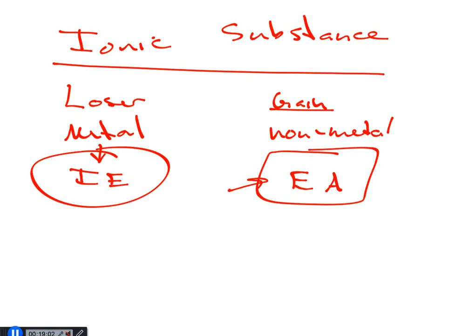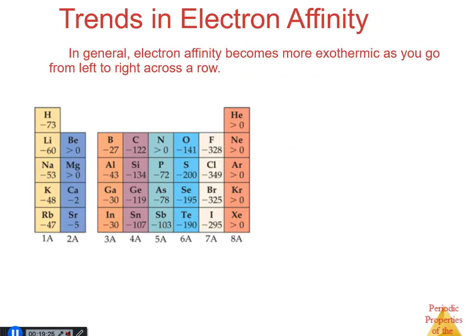All right? So, when we have an ionic substance form, we have a metal that loses and a nonmetal that gains. And so we have ionization energy and electron affinity balanced out. Okay? Because the electron literally leaves and that is accepted by something else in an ionic compound.